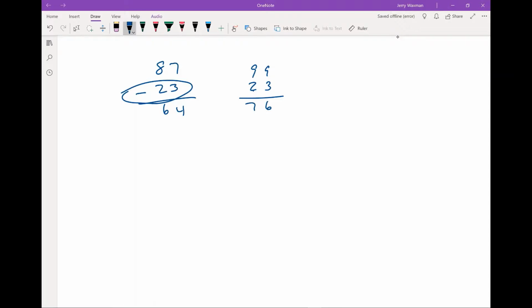Now I take the original number, 87, and instead of subtracting the 23, I'm going to add the 76. How much is 7 plus 6? That's 13, so it's 3 carry the 1. How much is 8 and 1? That's 9. 9 and 7 is 16. I write down the 6. I have a 1, but I'm only dealing with 2 digits here. But it's a shame to throw the 1 away, so I put the 1 on the bottom, and I get 64.